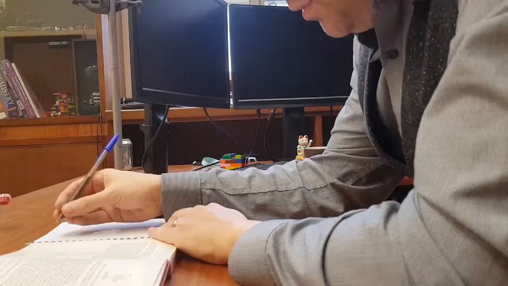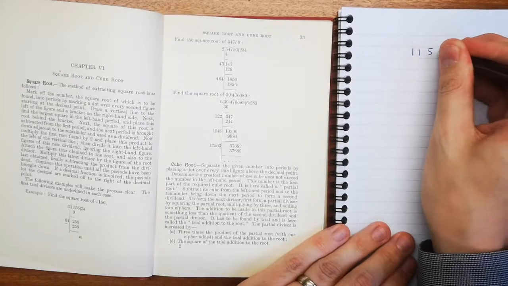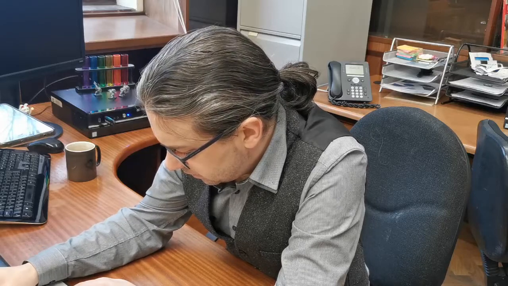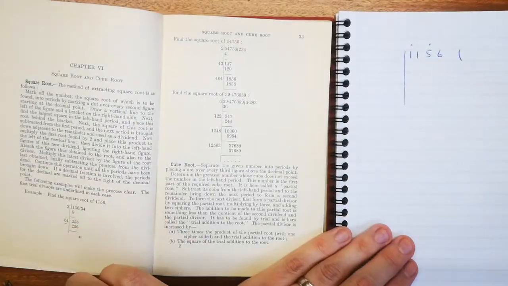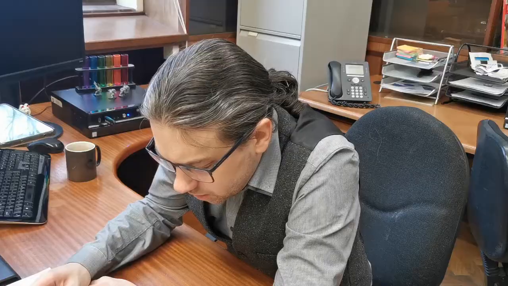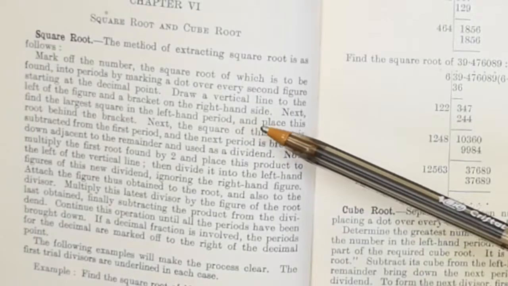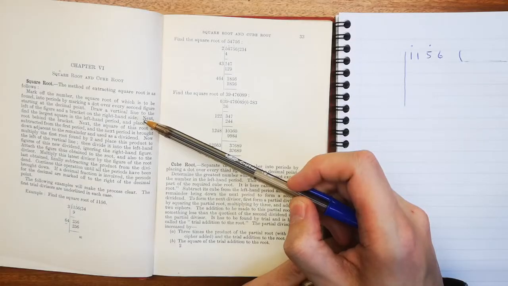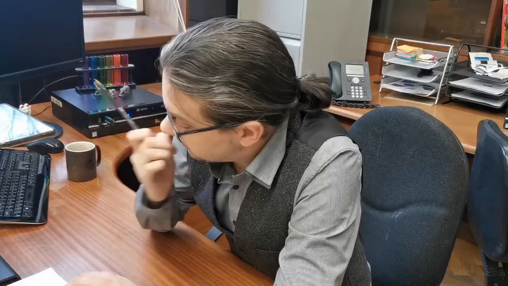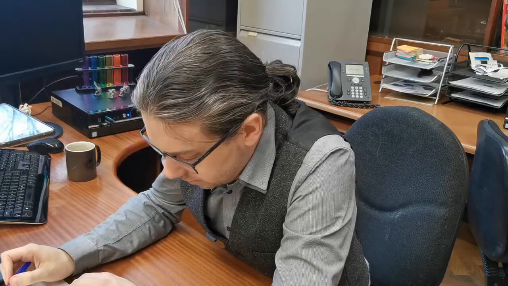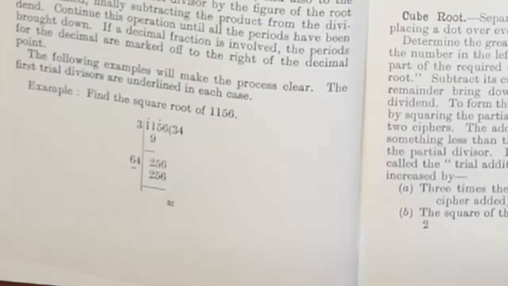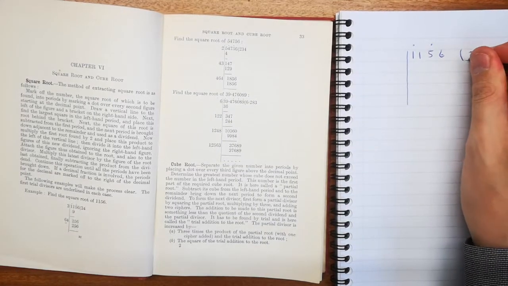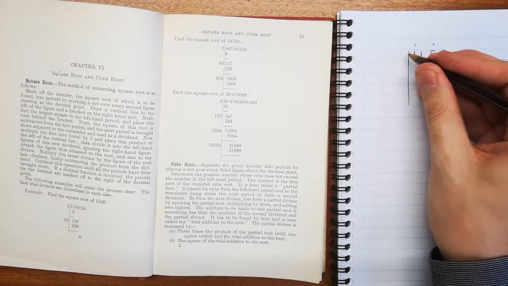Let's do, what is it, 1156. Mark them off every two, or a bracket. Line down. I'm going to put the answer here, I think that's what it means. Find the largest square in the left-hand period and place this root behind the bracket. So, okay, we need to find the largest square. Implicitly, that is square number. So the largest square number, we can see it in the example, is 9. So we place the root here and here for some reason.